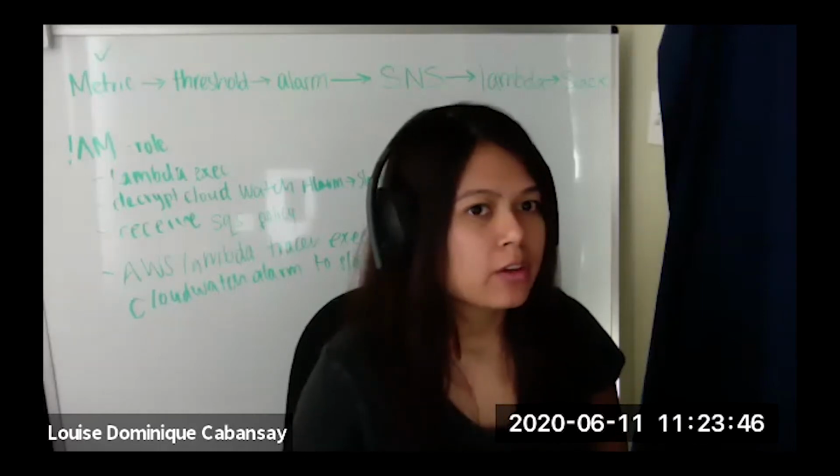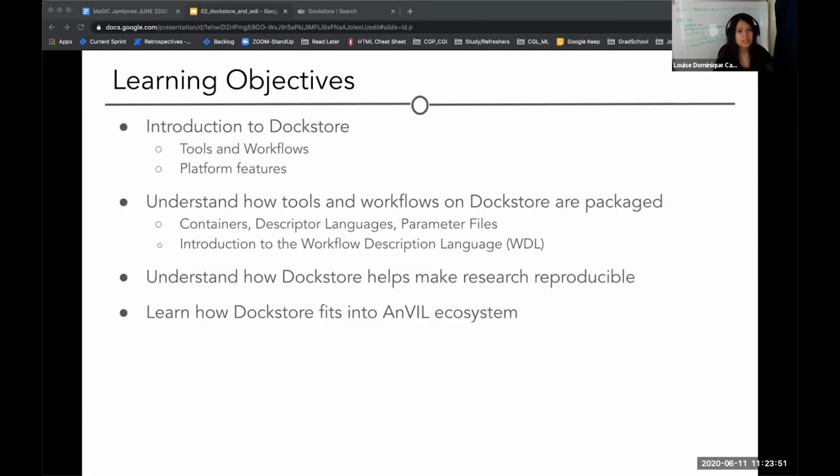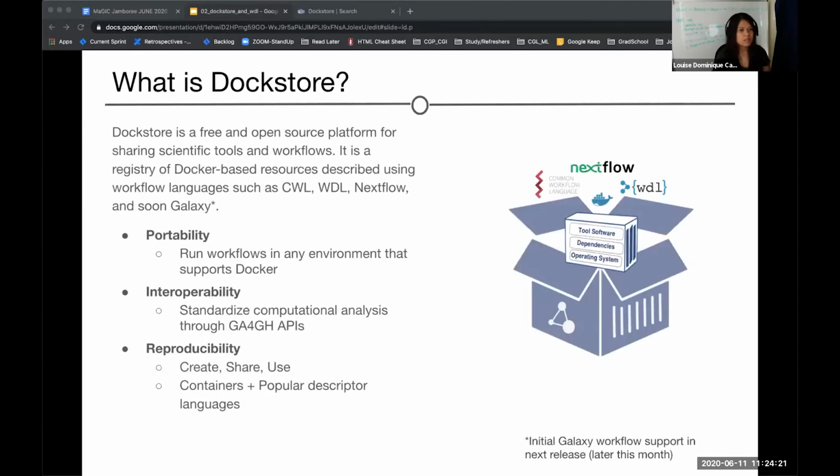So for today, the learning objectives for this presentation are to introduce the Dockstore platform and its features for sharing tools and workflows, and understand how these tools and workflows are packaged using containers, descriptors, and parameter files. This includes an introduction to the workflow description language, or WDL, and to understand how Dockstore helps make research reproducible. We'll also learn more about how Dockstore fits into the AnVIL ecosystem today. So first off, what is Dockstore?